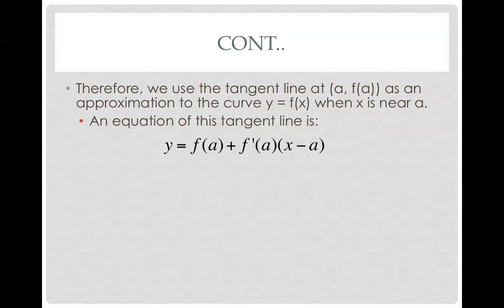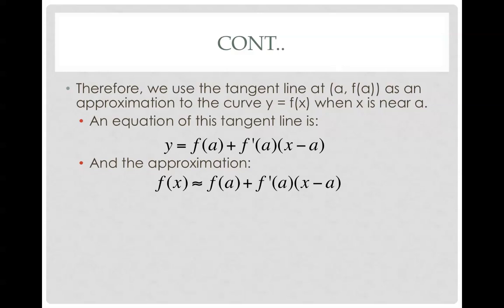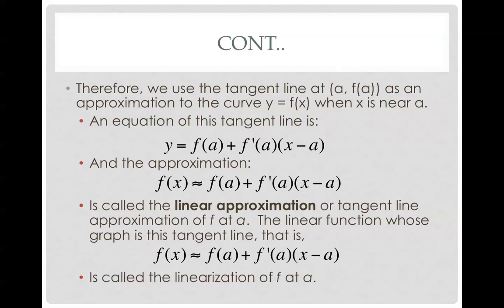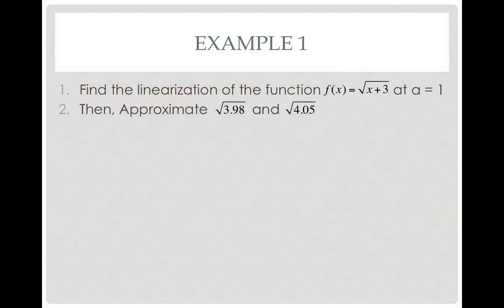An equation of a tangent line is y equals f of a plus the derivative of f of a times x minus a, which we have covered already. But the approximation, f of x is approximately f of a plus the derivative of f of a times x minus a. This is called the linear approximation or tangent line approximation of f at a. The linear function whose graph is this tangent line is called the linearization of f at a.